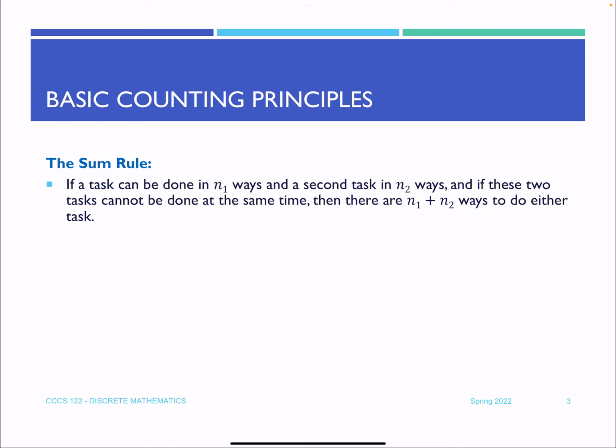Now, a few basics to know. Among them, the first is the sum rule. If a task can be done in n1 different ways and another task can be done in n2 different ways, and if these two tasks cannot be done at the same time, meaning either you do task 1 or you do task 2, then there are in total n1 plus n2 ways to do either task.